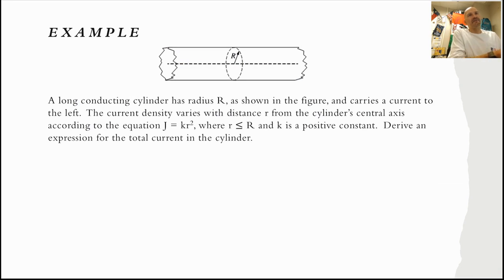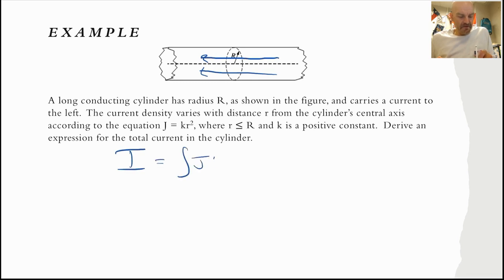So we have a long conducting cylinder with a radius of R, as shown in the figure. It carries a current to the left. So our current is going to be traveling in that direction. The current density varies with the distance r from the cylinder's central axis according to the equation J equals kr squared, where r is less than or equal to big R, and k is a positive constant. Now what we're going to do, again, classic AP Physics C question, is derive an expression for the total current in the cylinder.